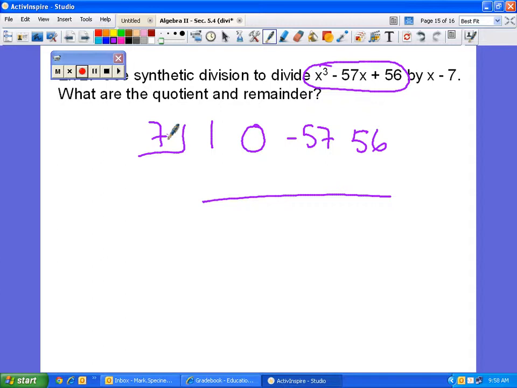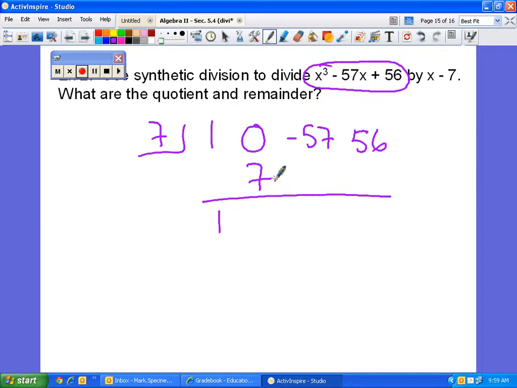Very good. Okay, so what's our first step? Bring it down. Bring what down? Be more specific, please. One. Bring down the 1. Good. Okay, since it's below the line, we do what? We multiply. So 7 times 1 is 7.